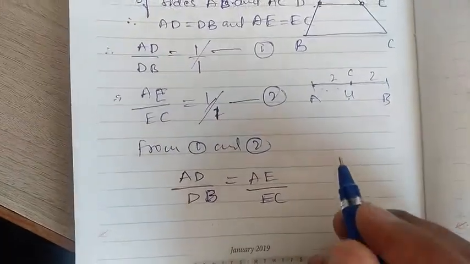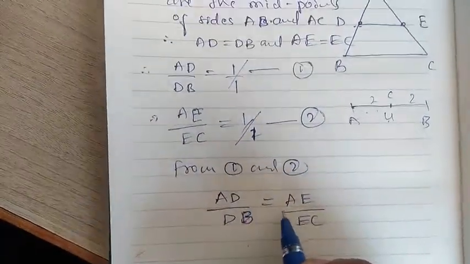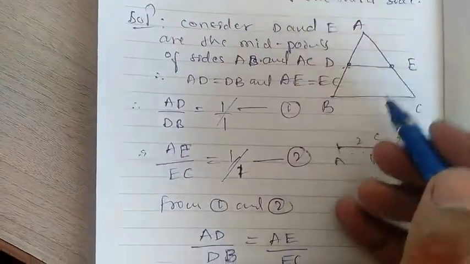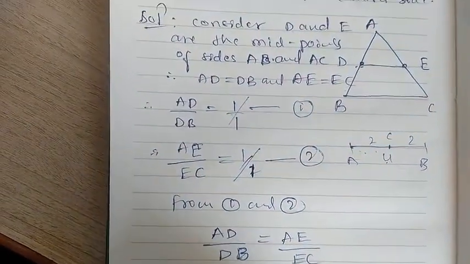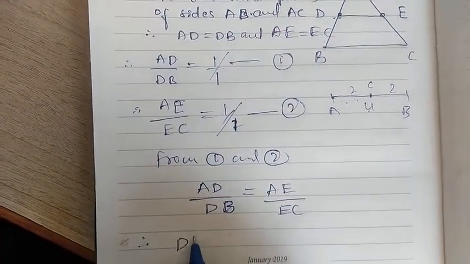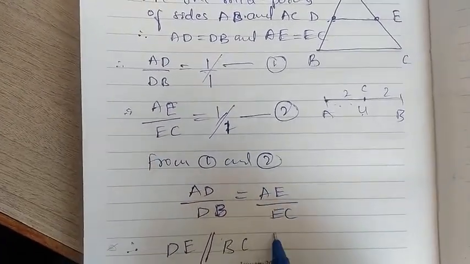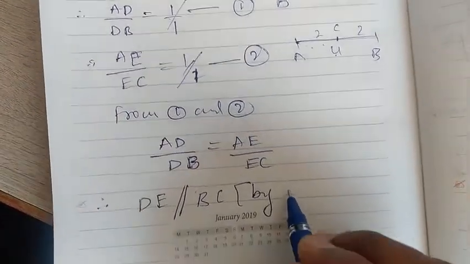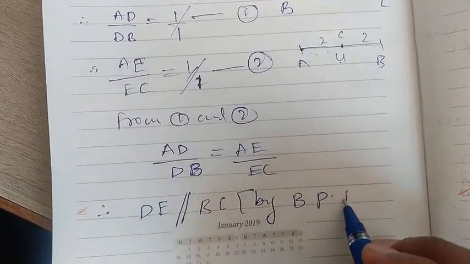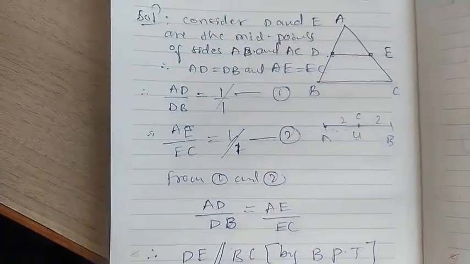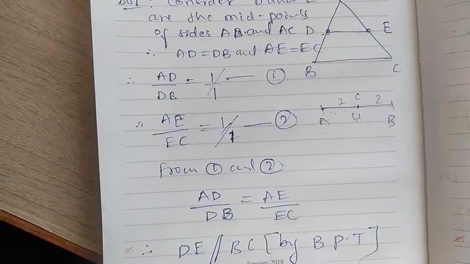Why is this like that? Divided in the same ratio means that you can say therefore DE is parallel to BC. Why? By the basic proportionality theorem. I hope you understood, children.